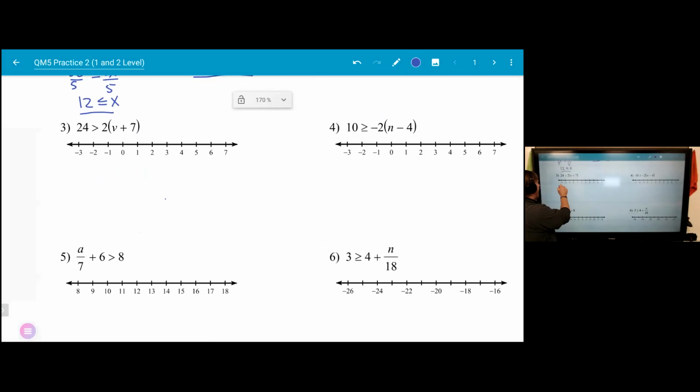I've got 24 is greater than 2 times v plus 7. Now with this, I'm going to treat this as an interesting two-step equation. I could distribute through. I could make this 2v plus 14. Another way to do this, you could actually start out by dividing both sides by 2. Is it more efficient? That's up to you.